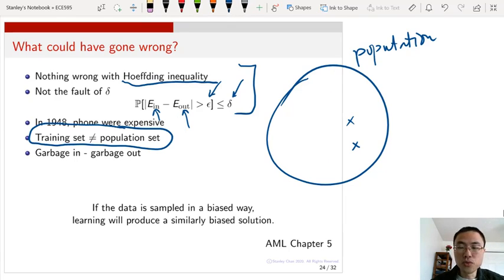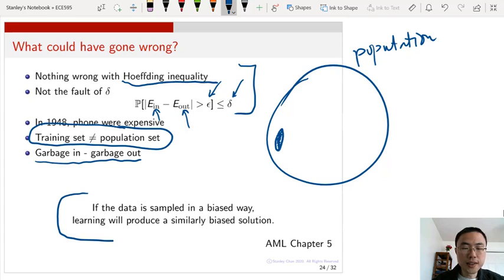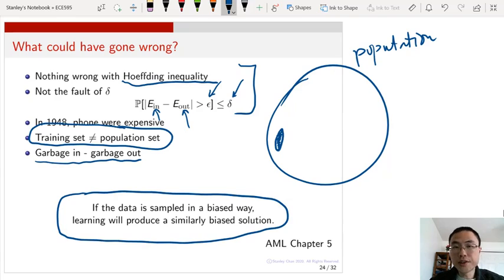However, if you're not sampling uniformly, and suppose you're really sampling in a very biased fashion, for example, you're just sampling this group of people, then certainly you will run into a problem that there is a bias in your sampling procedure. And therefore, this is a very good statement. It says that garbage in, garbage out. If you read the textbook, then you will find a statement which is very insightful. It says that if the data is sampled in a biased way, then learning will produce a similarly biased solution.